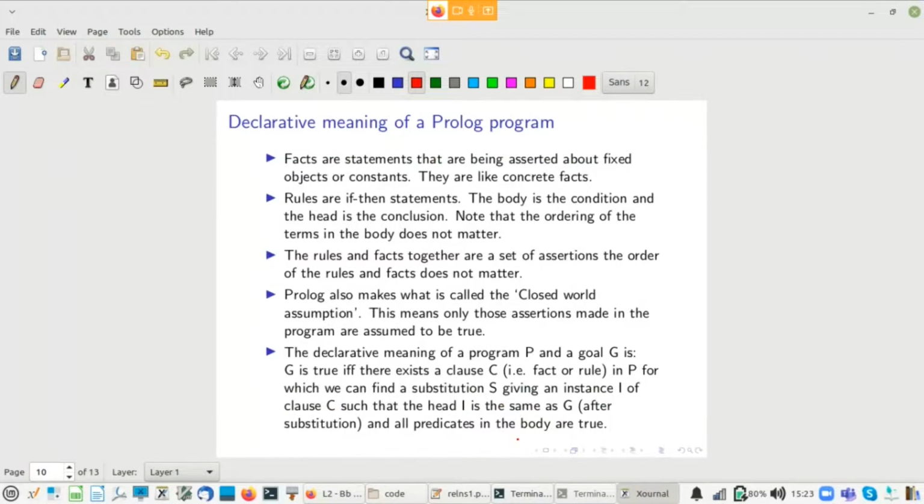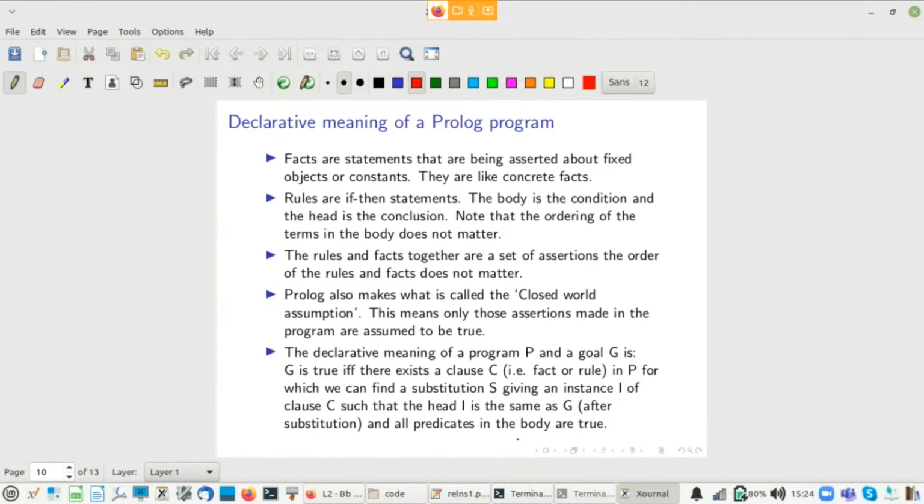So if you look at the declarative meaning of a Prolog program, actually a Prolog program has two kinds of meanings. One is the declarative meaning. The declarative meaning is just the set of facts and the statements, the rules, right? So facts are like concrete data, which is true. Rules are like general rules, that is, they hold for all instantiations of the variables that are present in the rule. Okay? And the ordering of the body, etc., does not matter. The ordering of the facts and rules does not matter because it's a logical thing.